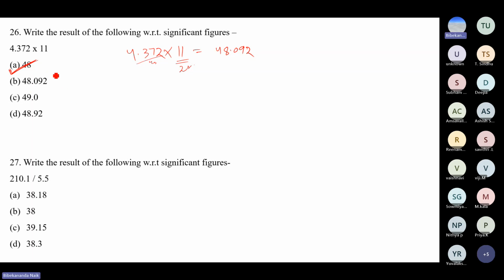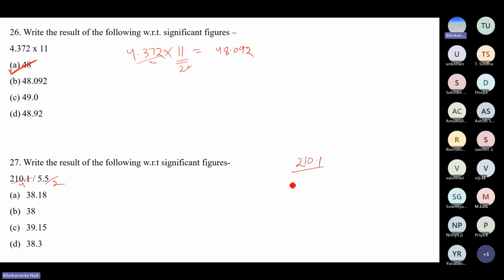And then in question number 27, it is a division. Here you see both are decimal numbers and they are being divided. Here 210.1 has 4 significant figures, but 5.5 has 2 significant figures. So when we are dividing it, how much will it be?